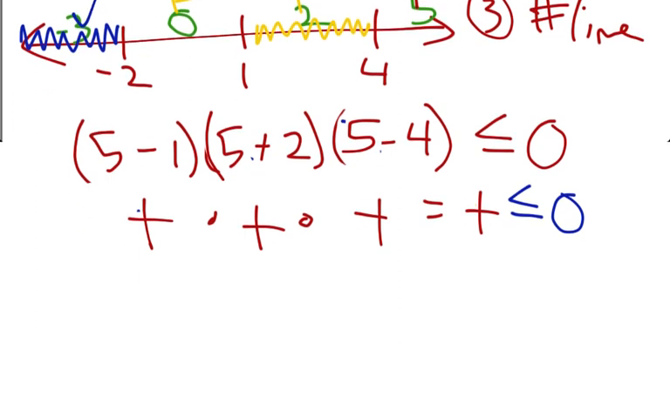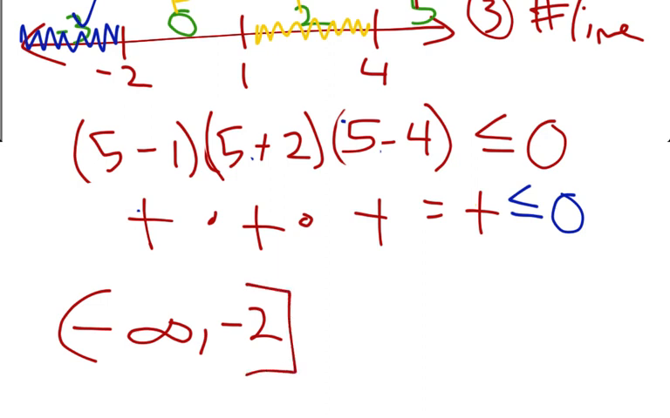I have from negative infinity all the way up to negative 2, and I put a parenthesis at negative infinity because you can't actually touch it, a bracket at negative 2 because you can touch negative 2, and then from 1 to 4 with brackets. And I use the union symbol because you can actually have it in both those places.